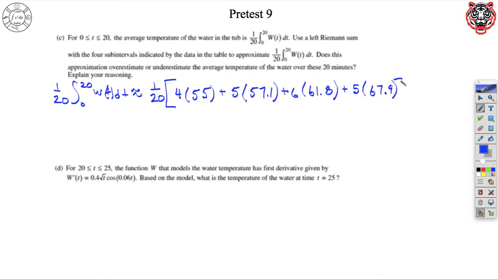And because this is a calculator question, I'm not going to go through each of these. You just punch this in on your calculator. You should get 60.79.